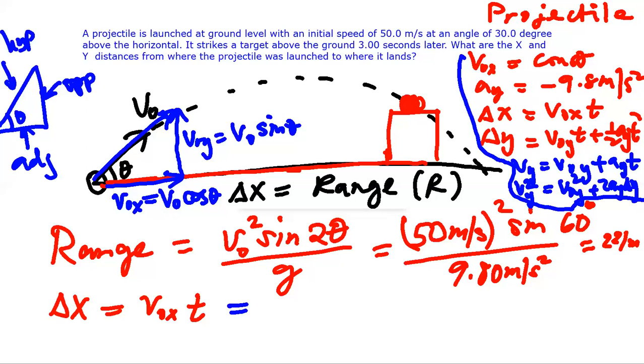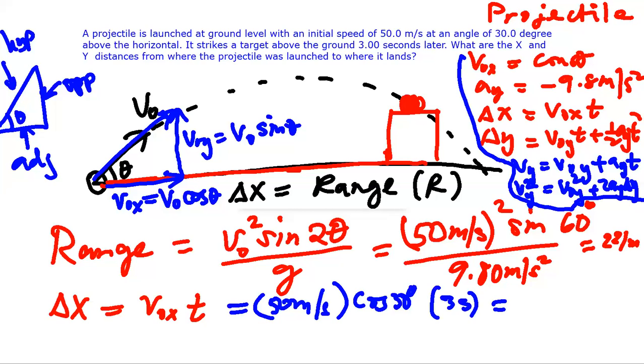So your v o x t is just 50 meters per second, v naught, cosine of 30 degrees, times the time, which is 3 seconds. And that will give you 1.30 times 10 to the 2 meters. I'm writing it this way because of the significant figures. We have to keep 3 significant figures.